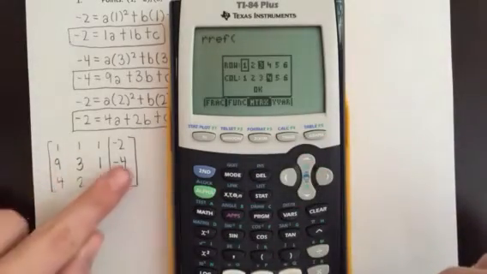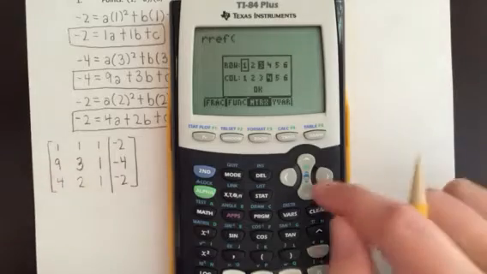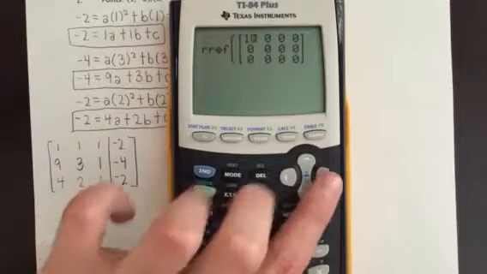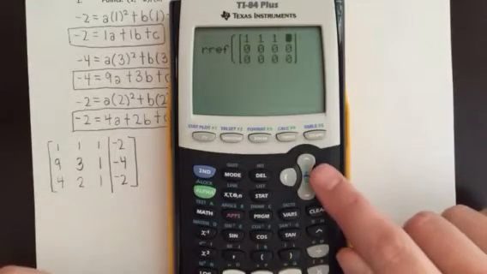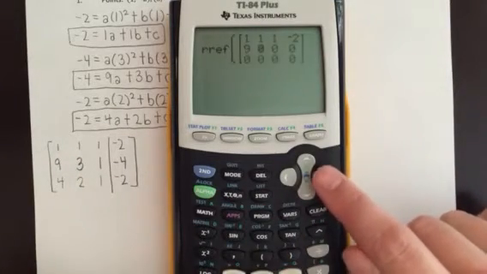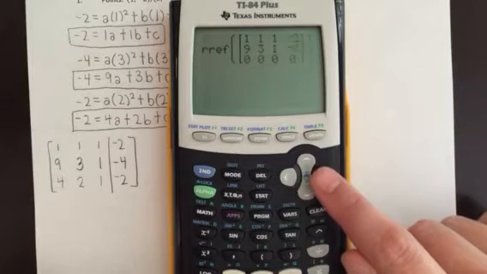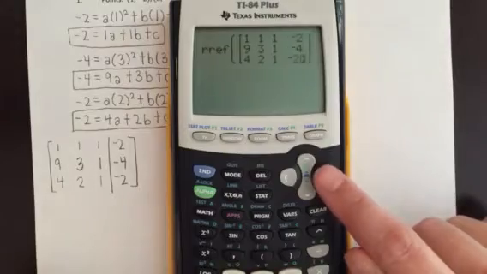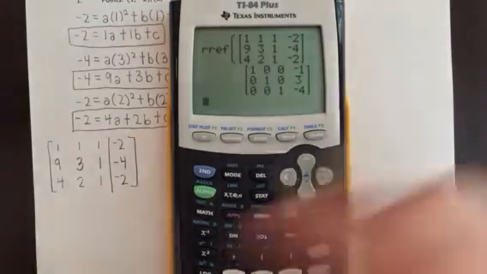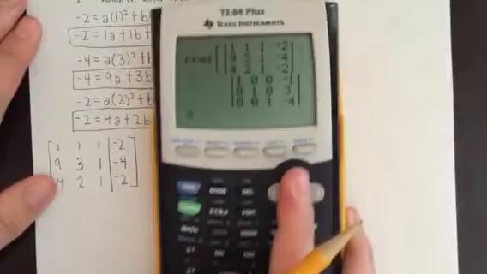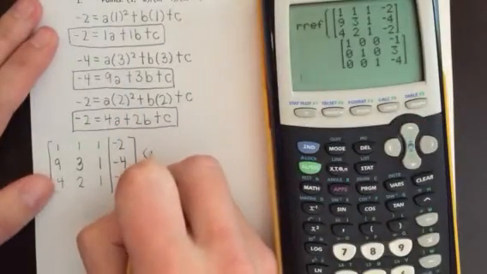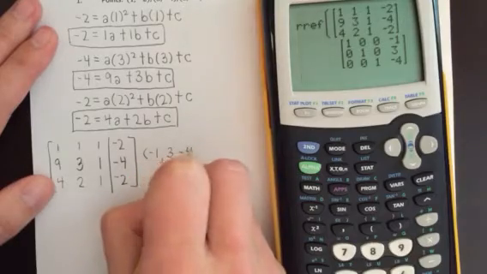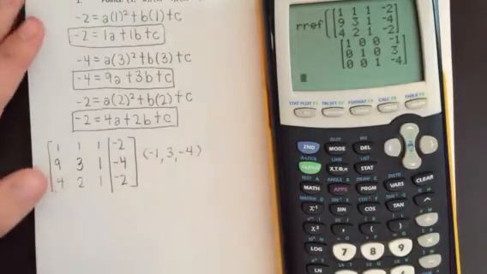And this is a 3 row by 4 column. So I've already got that set up. And so 1, 1, 1, -2, 9, 3, 1, -4, 4, 2, 1, -2. So when I do the Rref, it's telling me that the coordinate A, B, C would be -1, 3, -4. So remember, that's my A, that's my B, that's my C.